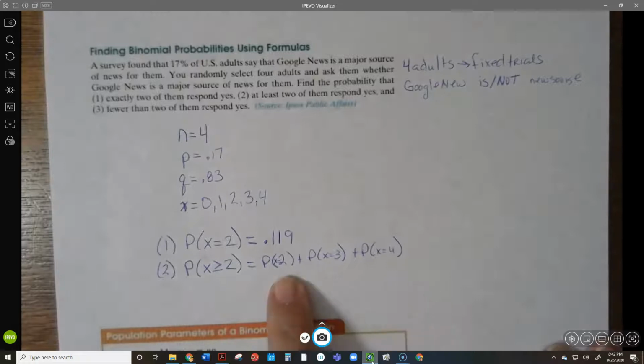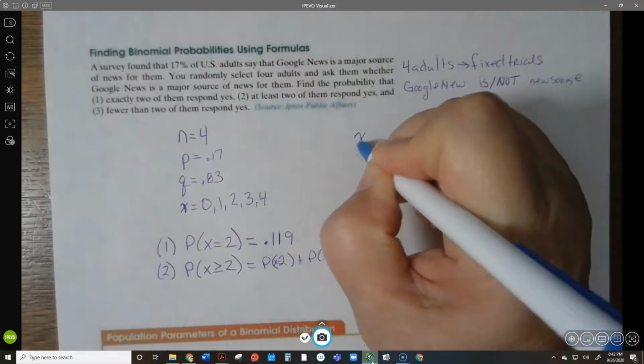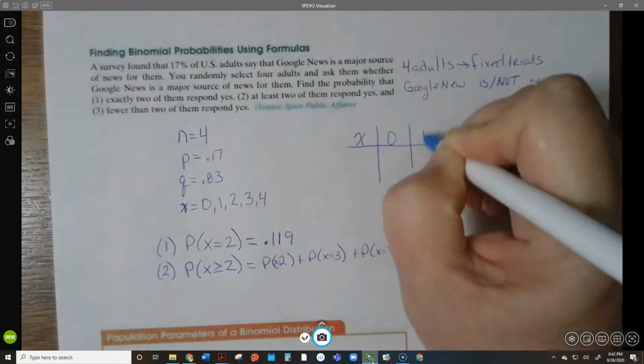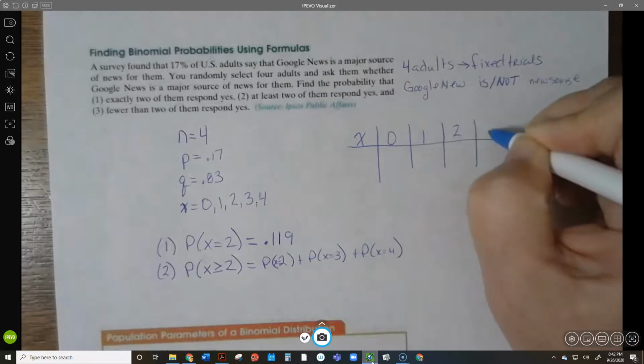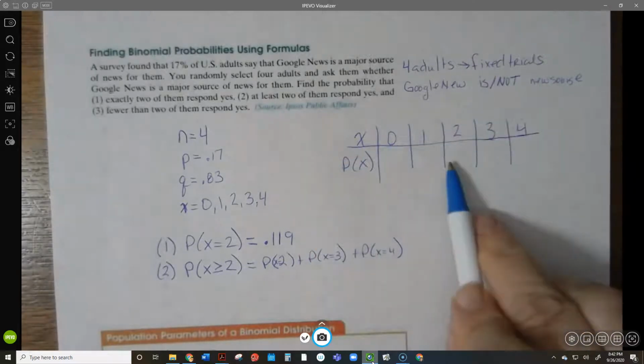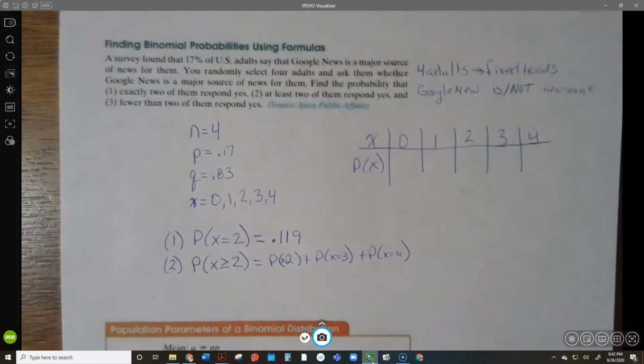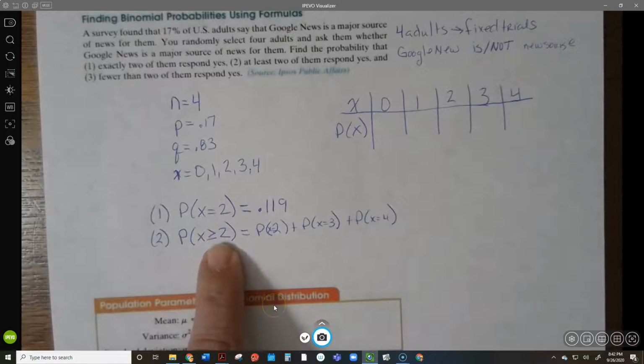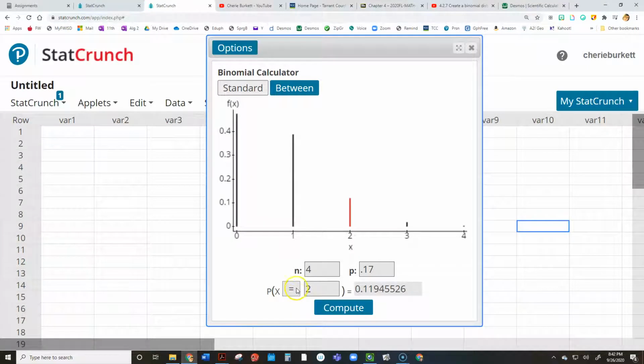So if I filled out that chart, if I filled out the probability distribution, if I did the distribution table, 0, 1, 2, 3, and then 4. If I filled this out, I would simply add those last 3 numbers together. Now you can fill it out. There's nothing that says you can't, but you can also do this on StatCrunch by going to this right here and picking the correct symbol, and it added them together for you. Notice the 2, the 3, and the 4 are all red, so it's going to find it for you. So that answer is 0.137.